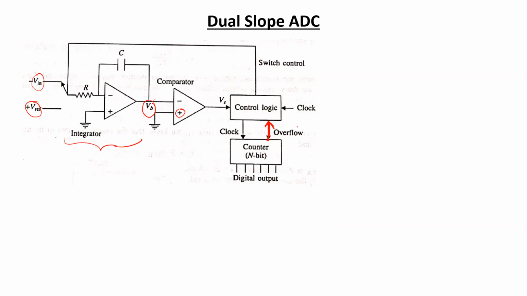And whenever the control logic circuit receives this overflow signal from the counter, the circuit will send an actuating signal to change the position of the switch, and the switch will be switched towards the V reference, and the reference voltage will then be getting integrated for the next cycle.